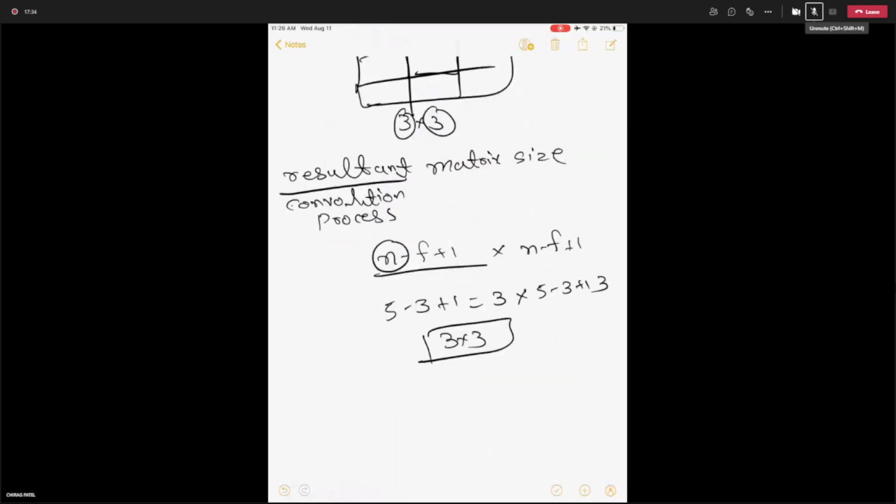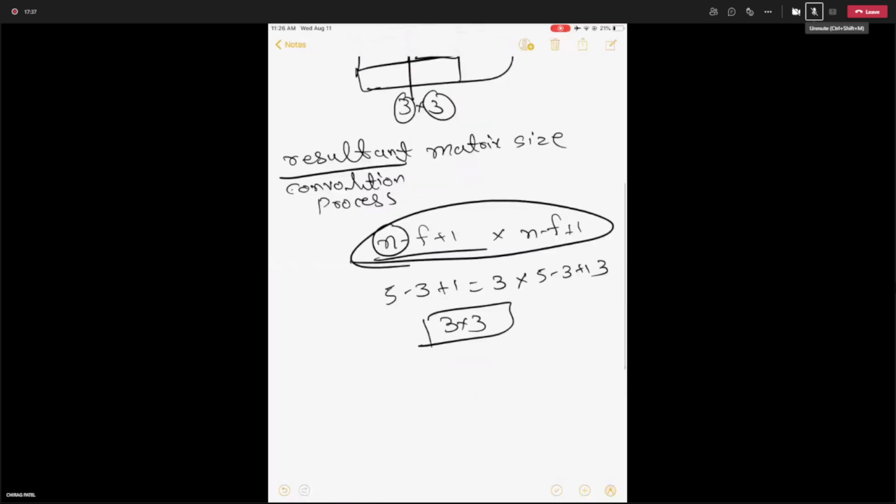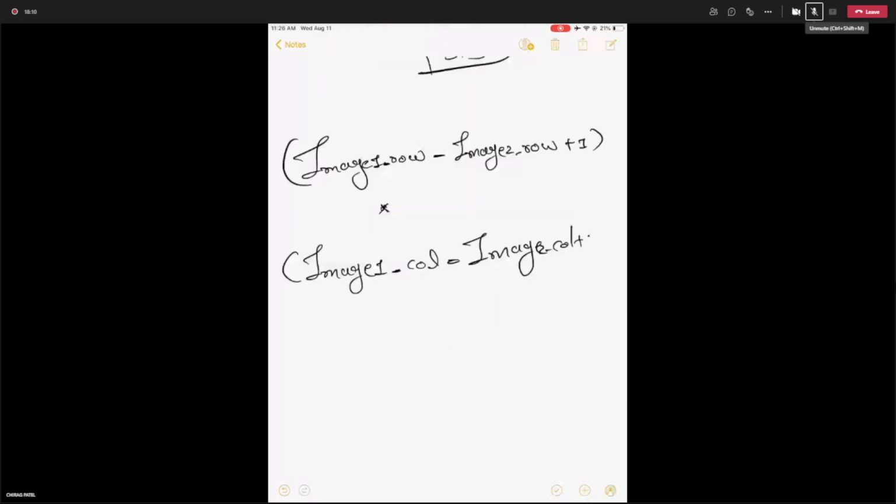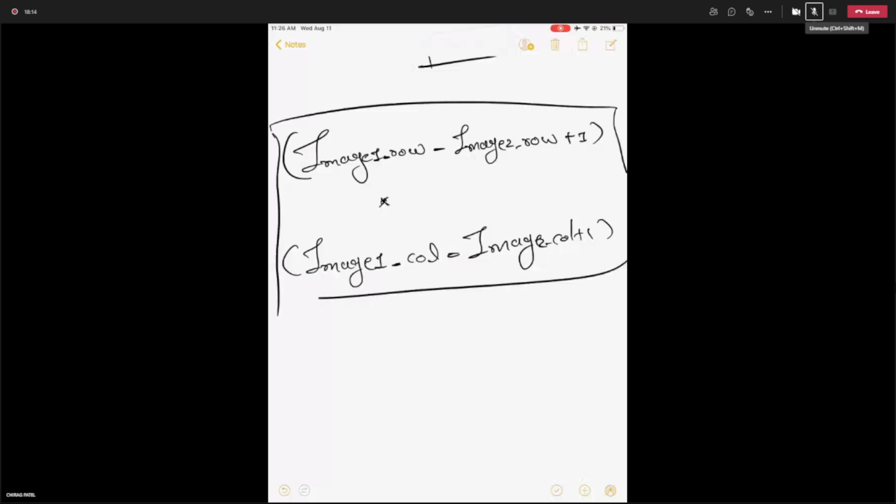This is how you generate your 3 cross 3 formula correctly. But if you write it in the general form, this is your image 1 row minus image 2 row plus 1, multiplied by image 1 column minus image 2 column plus 1. This will be your resultant matrix size. Whenever you are doing convolution and somebody asks you what exactly the answer will be, you can derive this.